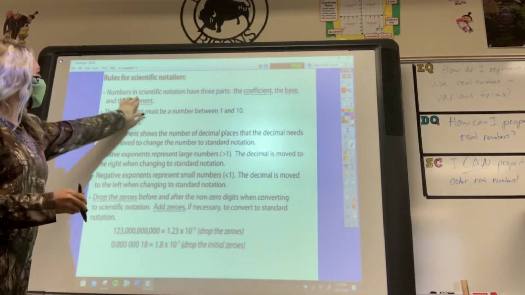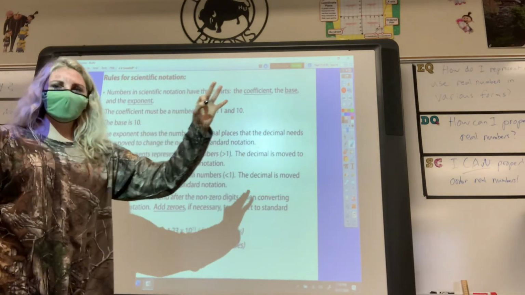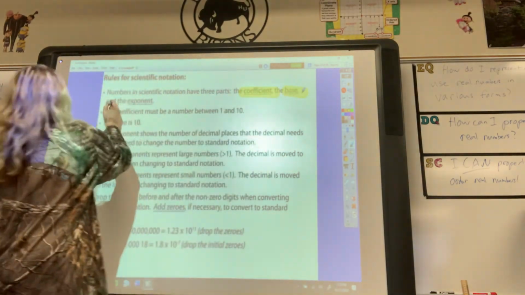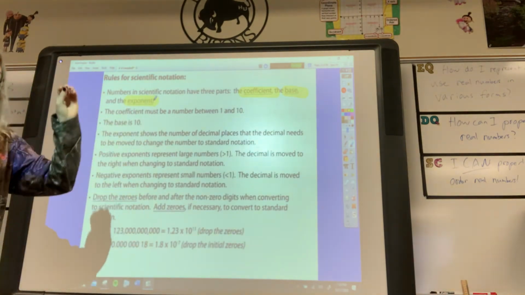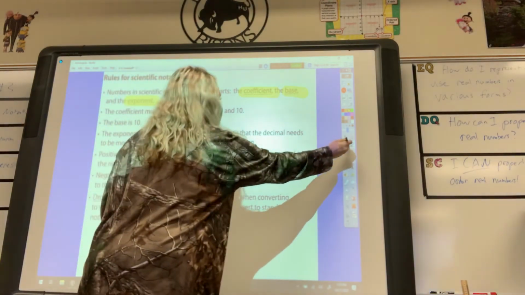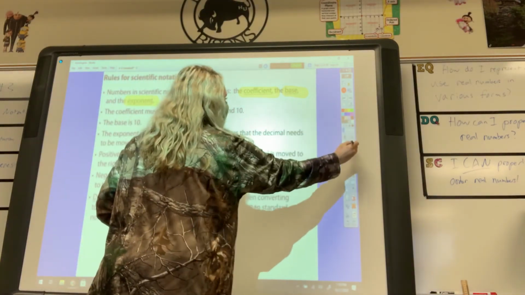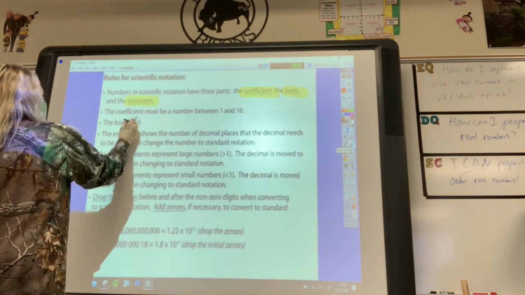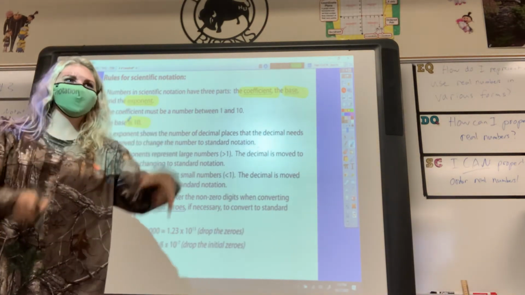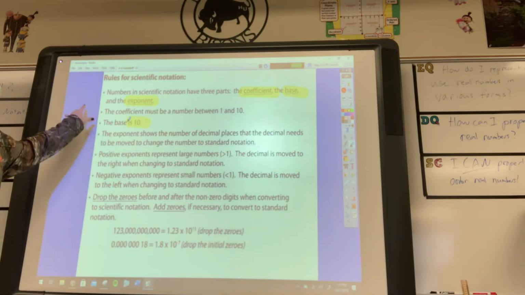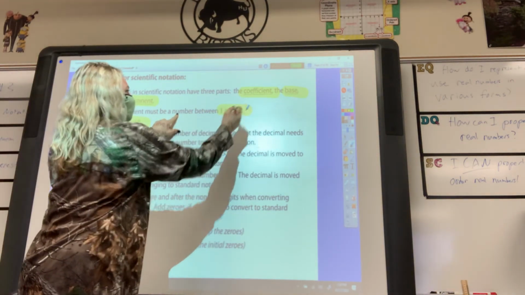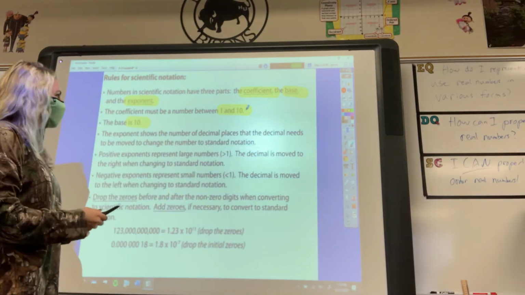So the first thing is that there are 3 parts in scientific notation. We have a coefficient, a base, and an exponent. And just like in baseball, we don't want that base to move. So in scientific notation, that base is always going to be a 10. Just like all of my students, you are a 10, 10 out of 10. And the coefficient, I skipped over this one, has to be between 1 and 10.